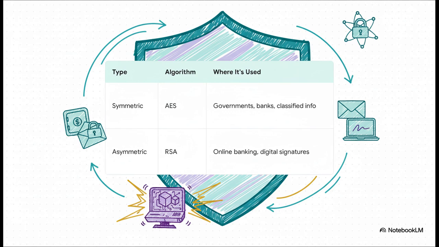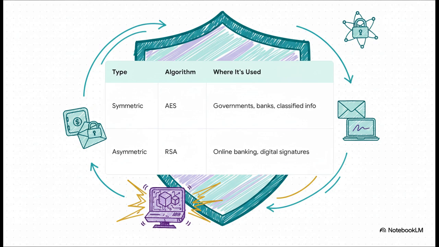So these are the actual names of the workhorses doing all this protecting. The big one for symmetric is AES. It's so trusted, it's used by governments, banks, it's even running on your smartphone right now. And for asymmetric, the big names are RSA and ECC. These are the algorithms that handle those digital signatures and the secure exchange of keys that makes the whole modern internet work.